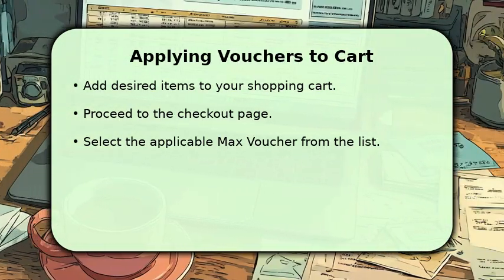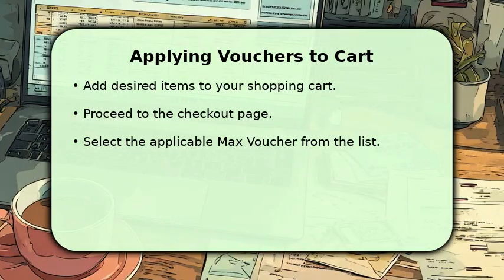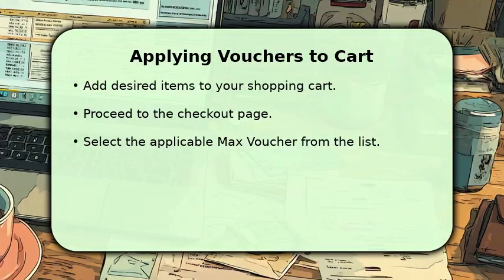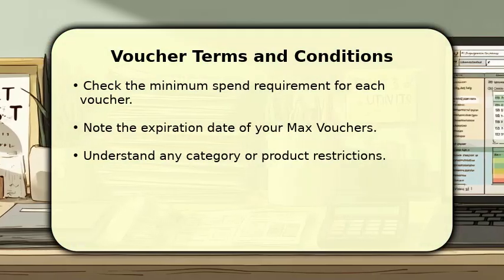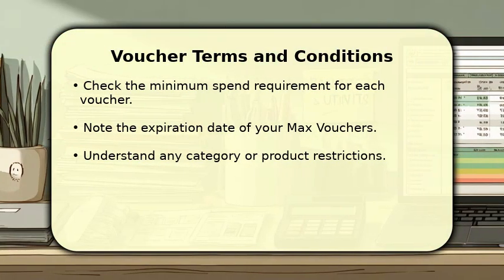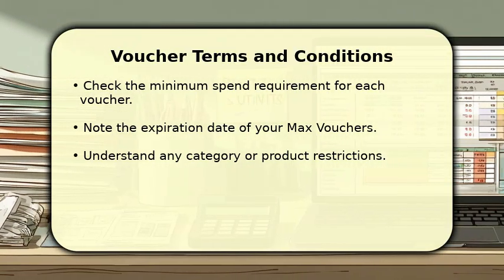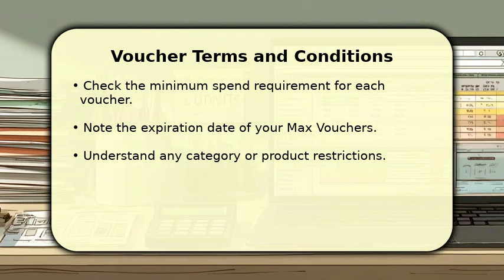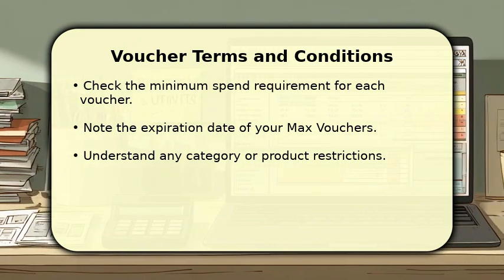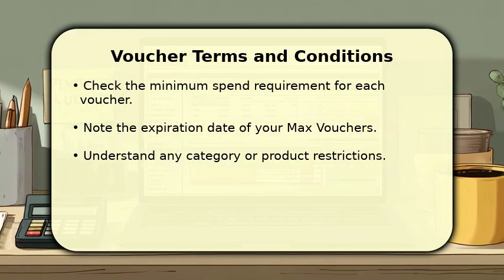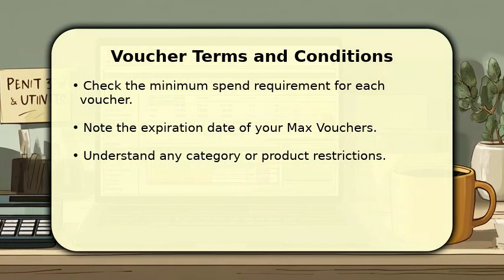The discount, perhaps a 20% reduction or a fixed amount like 200 rupees, will then be automatically applied to your order total. It is absolutely crucial to understand the specific terms and conditions associated with each Max voucher. Many vouchers come with a minimum spend requirement, for instance, an order total of at least 500 rupees before they can be successfully applied. Always check the expiration date carefully.